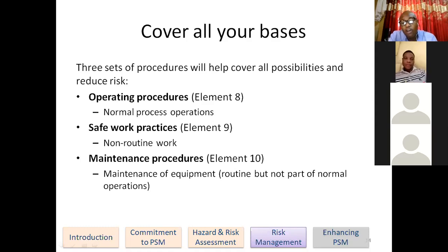You cover all bases. Under process safety management, 3 sets of procedure will cover all possibility to reduce risk. Element 8 is operating procedure. Element 9 is safe work practice. Element 10 is maintenance procedure. If you have these 3 key processes in place, there's a probability that your system is in a safe procedure, and you'll be able to reduce risk.